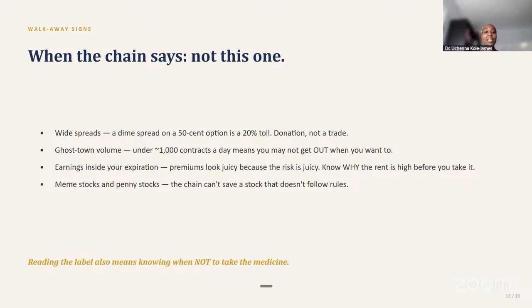Meme and penny stocks, they do not follow rules. Just from experience, I've noticed that meme and penny stocks sometimes have wide bid ask spreads, but they have high open interest. So you've got to look out for that. Reading the label also means knowing when not to take the medicine.